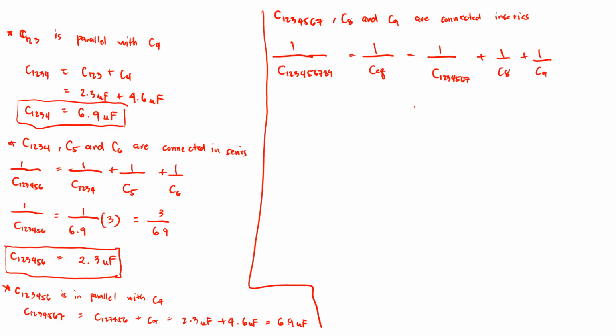And these are all 6.9 microfarad. So you have 3 over 6.9 microfarad. Okay? So your C equivalent is equal to 2.3 microfarad.